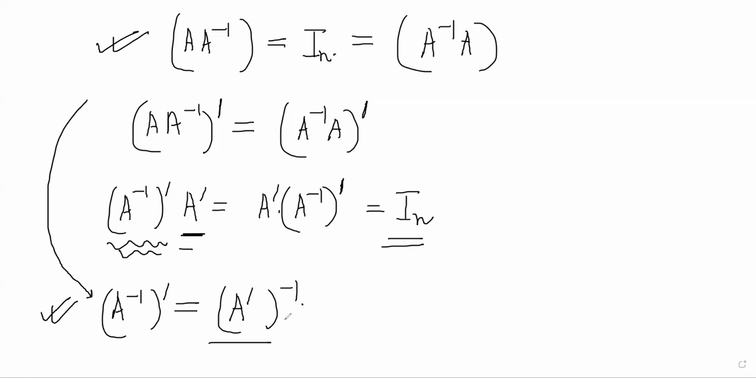Then the same property can be generalized a little. We can say A power k inverse, not the same property, this is a similar property, is the same as A inverse power k. This time it is powers and inverses, not transpose and inverse. And this can also be written as this.